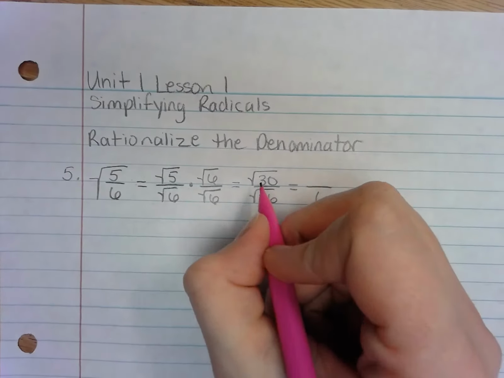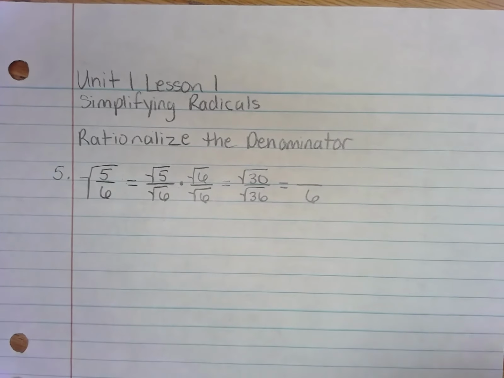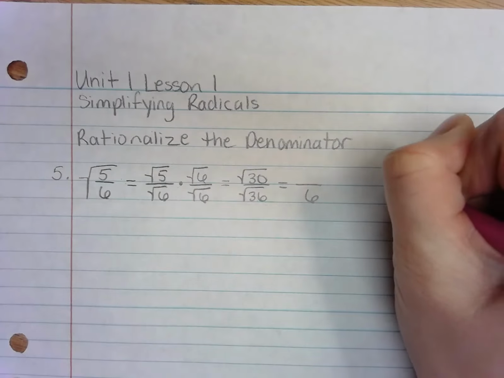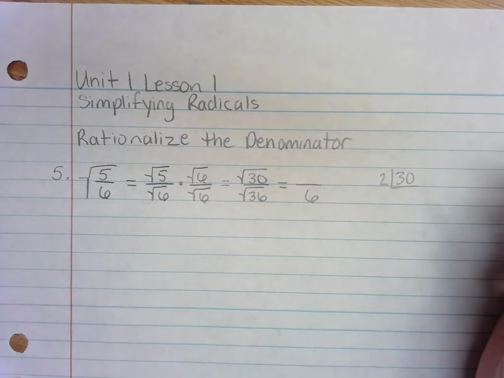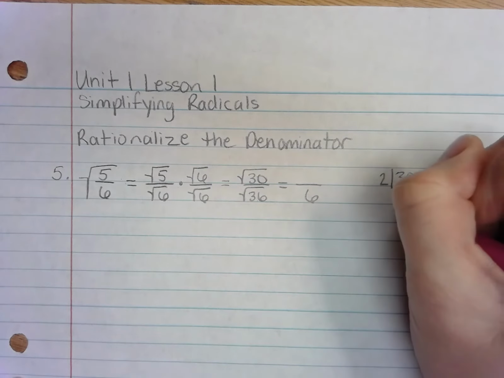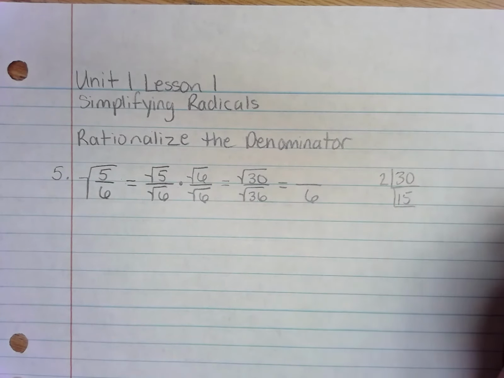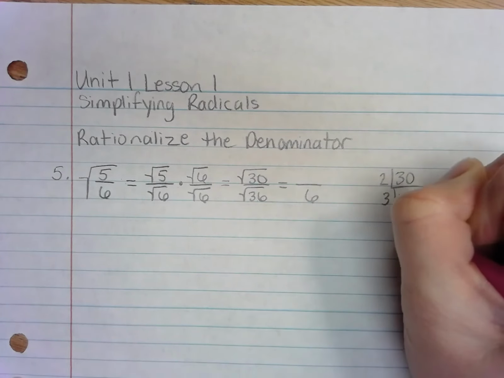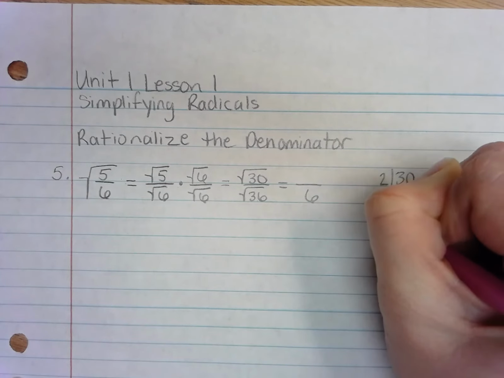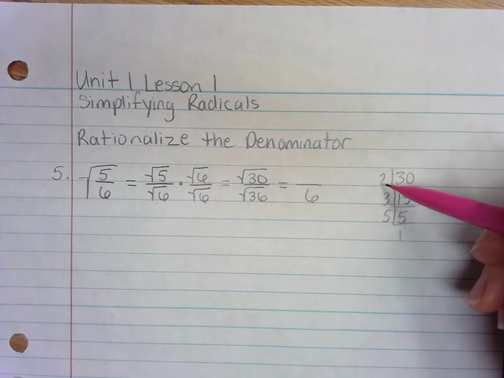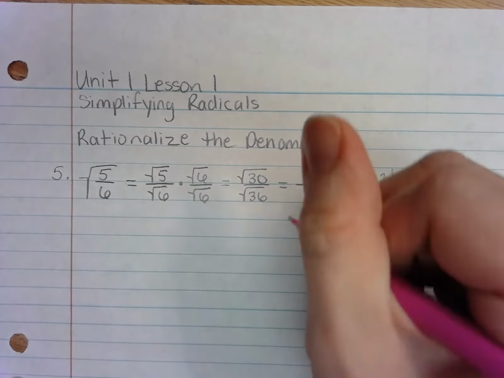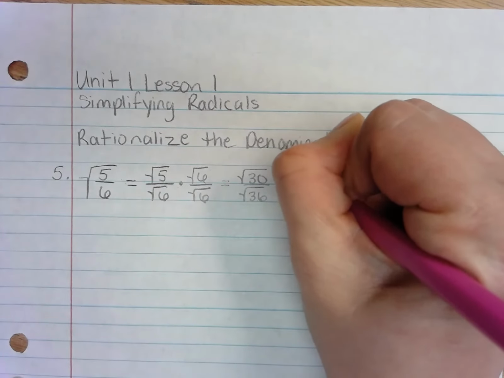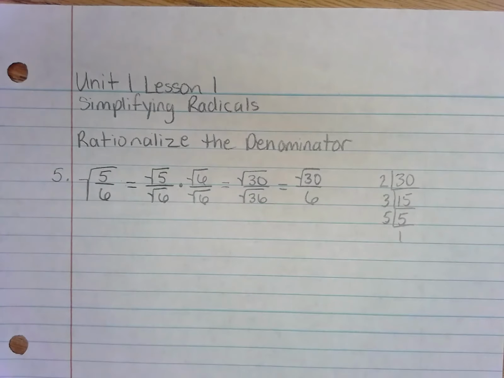In the numerator, we need to check to see if we can simplify the square root of 30. So do your prime factorization. A prime number that can go into 30 is 2, and that gives us a 15. We can divide by another prime, 3, which gives us a 5. And finally divide by 5 gives us a 1. Notice there are no pairs of like factors, so the square root of 30 cannot be simplified. It will stay the square root of 30 in the numerator.